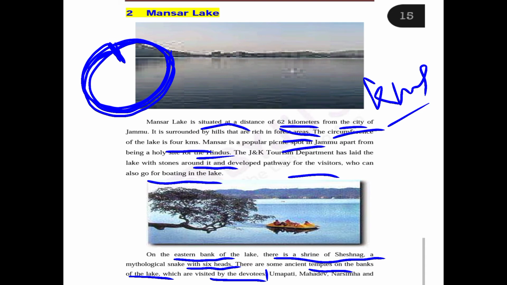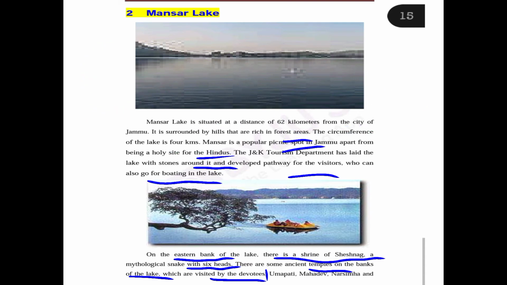Mansar is a popular picnic spot in Jammu apart from being a holy site for the Hindus. So about this Mansar Lake, we should know that it is a very popular picnic spot. People visit the lake for pleasure, for attaining peace. So this is a picnic spot in Jammu, and besides this, it is a holy site for the Hindus. Hindus also visit there and do various religious rituals here.